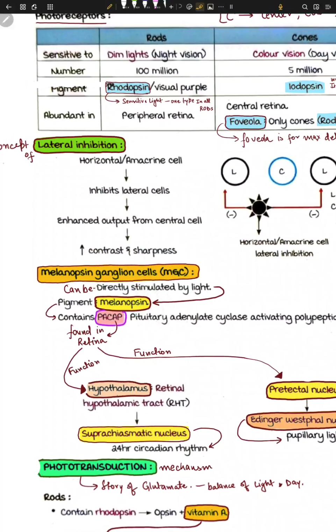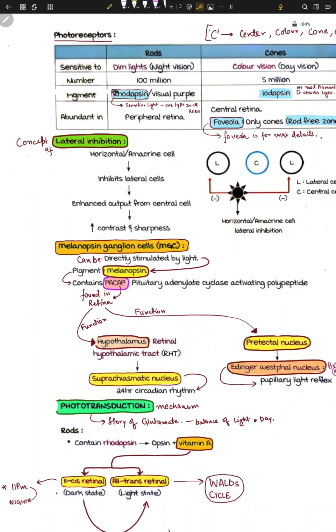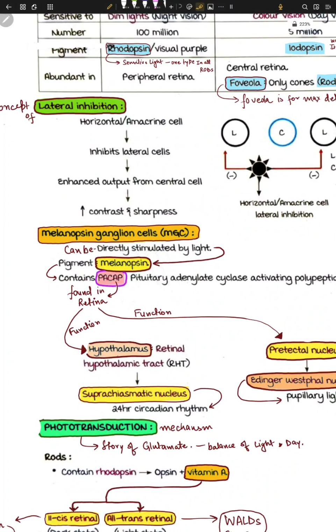What is it? It's melanopsin ganglion cells, MGCs, melanopsin ganglion cells. Cool. What is it? Well, there's something called melanopsin, okay? Melanopsin. It's a pigment, right? And this pigment can be directly stimulated by light, right?